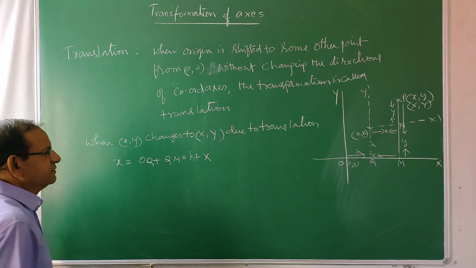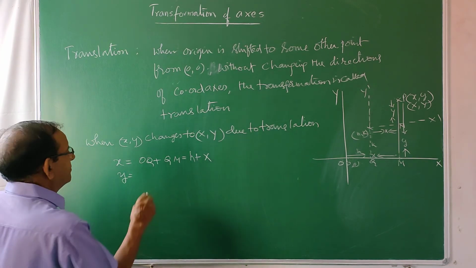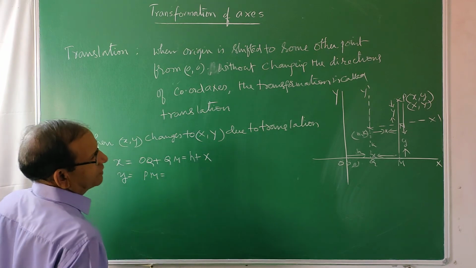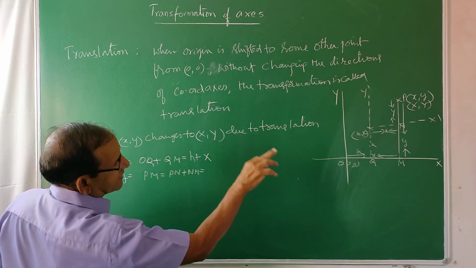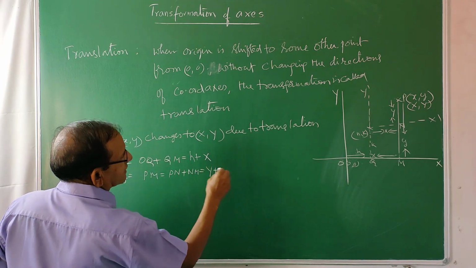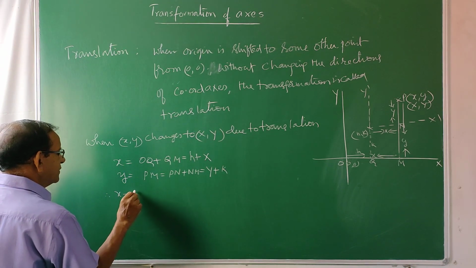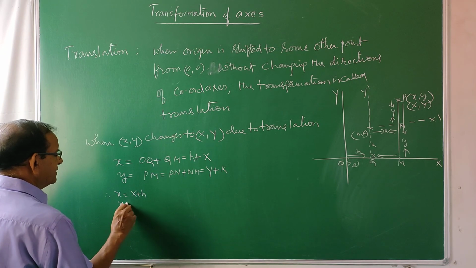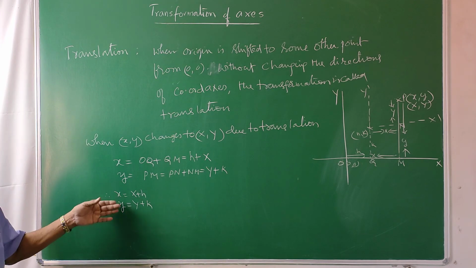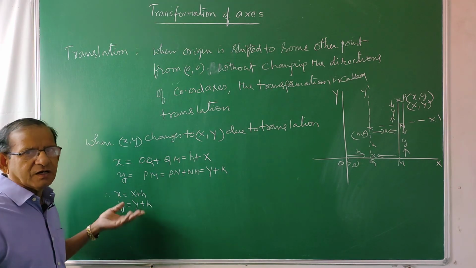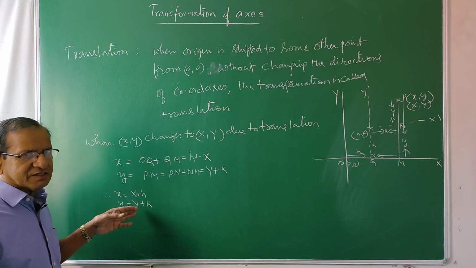So small x is equal to big X plus h, and small y is PM, equal to PN plus NM. PN is equal to big Y and NM is equal to k. Therefore, small x is equal to big X plus h and small y is equal to big Y plus k. If you want to convert the original equation into the transformed equation, you have to substitute the values of small x and small y as big X plus h and big Y plus k.